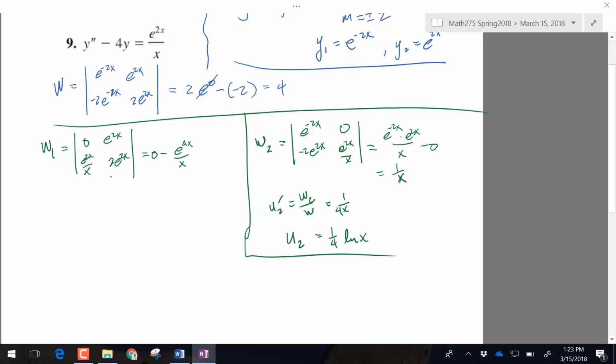Now let's think about this. u1 prime is going to be negative e to the 4x over x divided by 4, and this is going to be negative 1/4 e to the 4x over x. How are we going to integrate that? I was trying to think about how to integrate this while I was talking, and I can't come up with anything. It'll probably have to be integration by parts, right? But then you're going to have a, yeah?